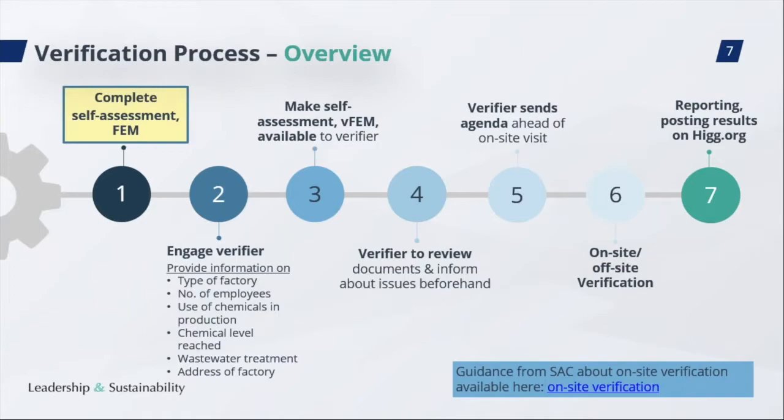As a second step, you will engage a verifier and provide information on aspects such as your type of factory and number of employees, if you're using chemicals in the production, and also which chemical level you have reached during your assessment, because this will also determine if a chemical specialist verifier is needed. Moreover, it is helpful to the verifier to know which levels you have reached in the other sections, and last but not least, information whether a wastewater treatment plant is placed on site and the address of your factory for traveling arrangements is very helpful.